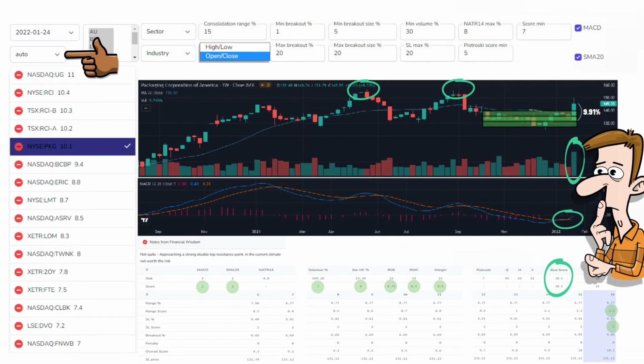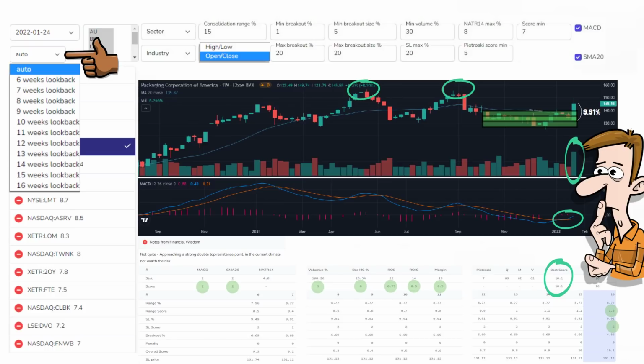You will also see a filter defaulted at Auto. This allows the screener to look for the best score based on the length of consolidation. Alternatively, you can select the look-back period based on your preference. The period with the best score is highlighted within the scoring table.